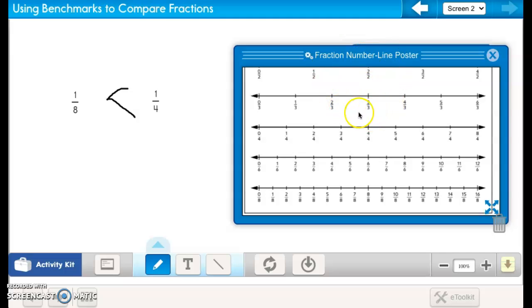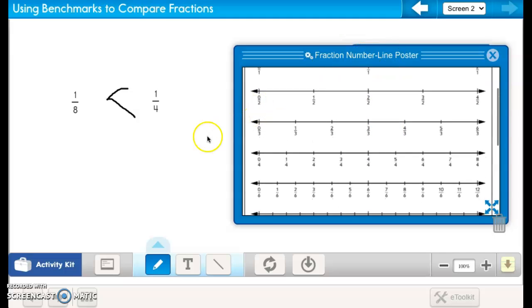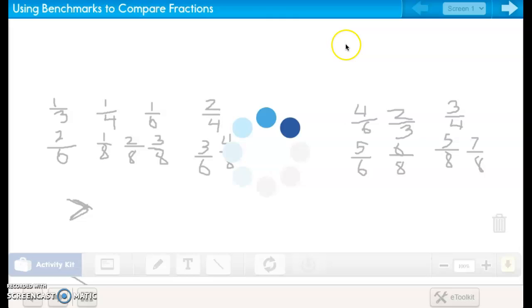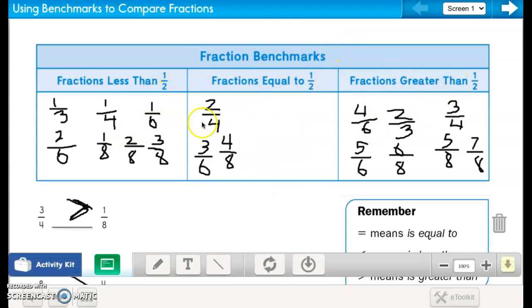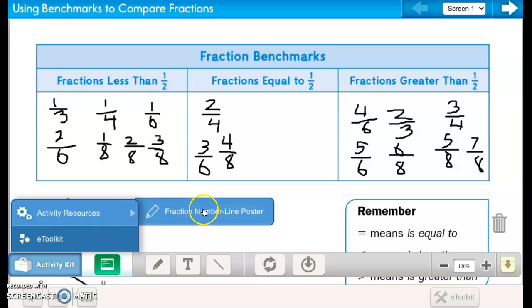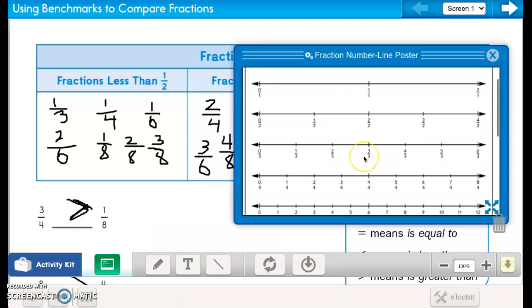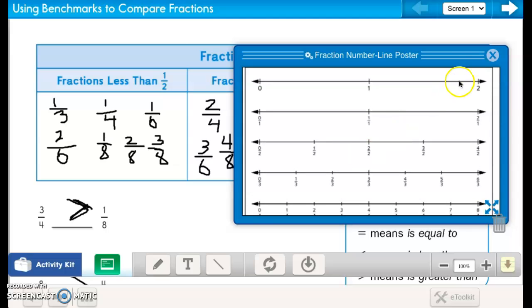Okay. Now, I want you to go ahead and answer the questions on the next couple slides. You can use this number line poster, or you can use the numbers that we put right here to show you what is left when they ask you what are some fractions less than a half, equal to half, more than a half. Answer those questions. So in the next couple slides, use these benchmarks to answer, or like I said, get that activity kit out and use this number line poster to answer the questions on the next couple slides.